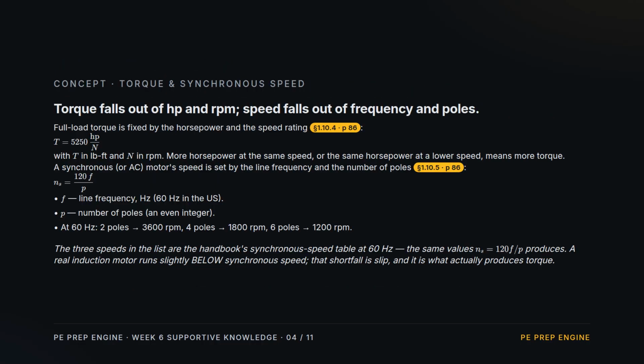Two more quick relationships. Full load torque is fixed by horsepower and speed, the constant times horsepower over RPM, giving pound-feet. More horsepower at the same speed, or the same horsepower slower, means more torque. Synchronous speed is set by the line frequency and the number of poles: 120 times frequency over poles. At 60 Hz, 2 poles spin at 3600 RPM, 4 poles at 1800, 6 poles at 1200. A real induction motor runs just below synchronous speed. That shortfall is slip, and it is what produces the torque.